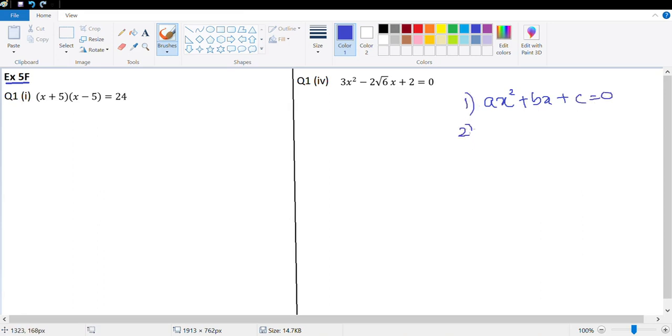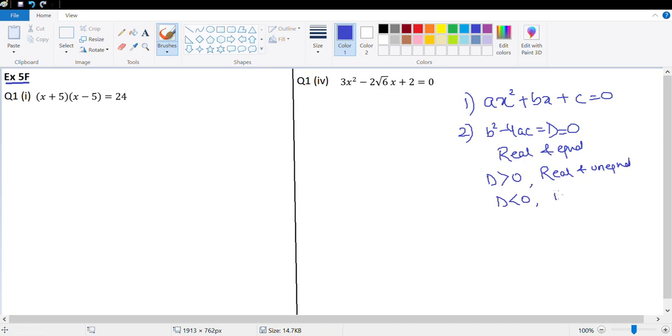Next, we talked about three possible solutions. One, when b squared minus 4ac, which is also known as discriminant, written as D, is equal to 0. In this case, the roots are real and equal. When D is more than 0, then roots are real and unequal. And the last condition was D is less than 0, then the roots are imaginary.